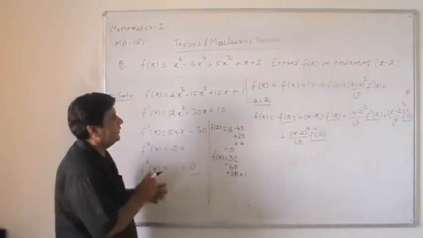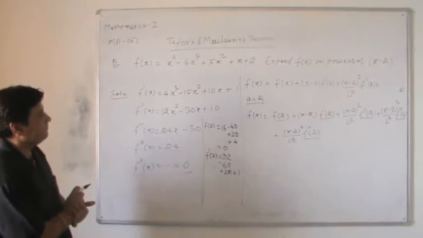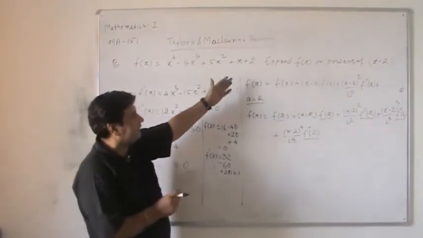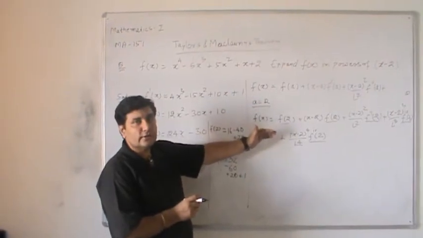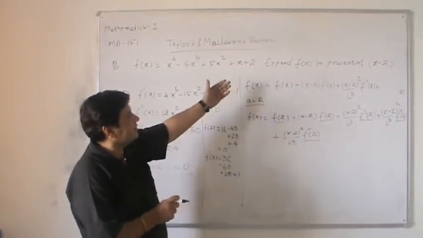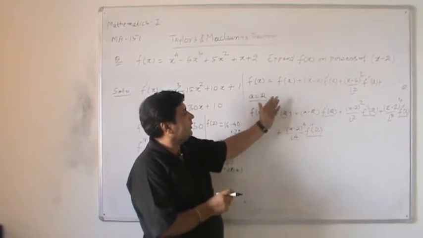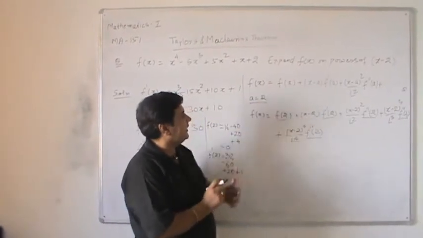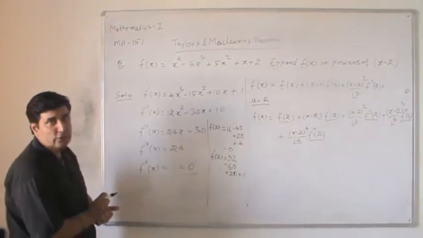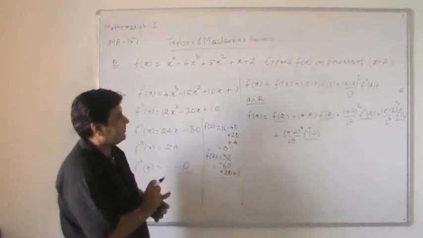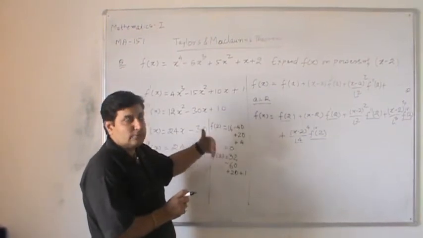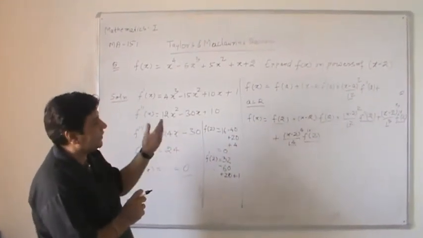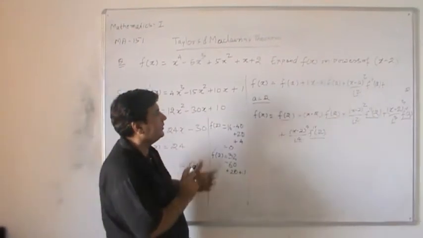So you can see that this is the advantage, and here you can note down that the Maclaurin series will expand the given function in powers of x only, whereas the Taylor series can expand the given function in powers of x minus a. So here for example we have expanded f(x) in powers of x minus 2. You can try to expand it in powers of x plus 1, in powers of x plus 2, in powers of x minus 3, in powers of x minus 1, etc.